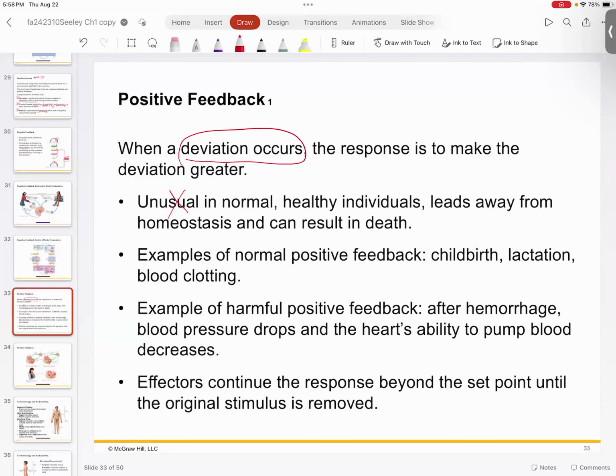But the main positive feedback loop that we see is during childbirth. The hormone oxytocin is released by your posterior pituitary, and its job is to stimulate the uterus to contract during labor. One of the things that happens is once the uterine wall starts to contract, it sends a stimulus back to the pituitary to release more oxytocin, which then allows the uterus to contract, which then stimulates more oxytocin release. So you can see a self-reinforcing cycle. That's what a positive feedback loop is.